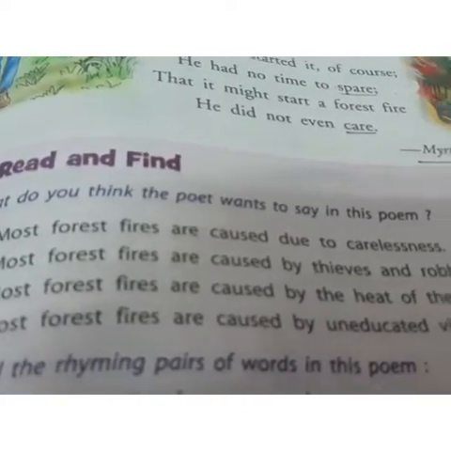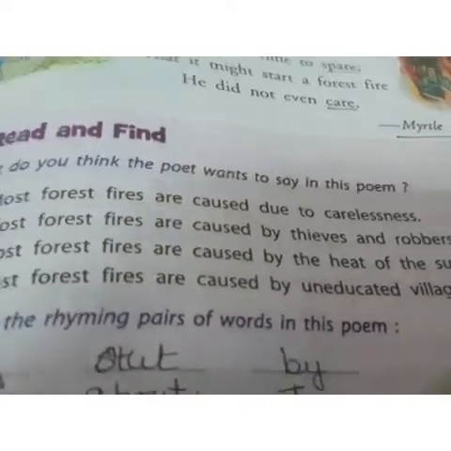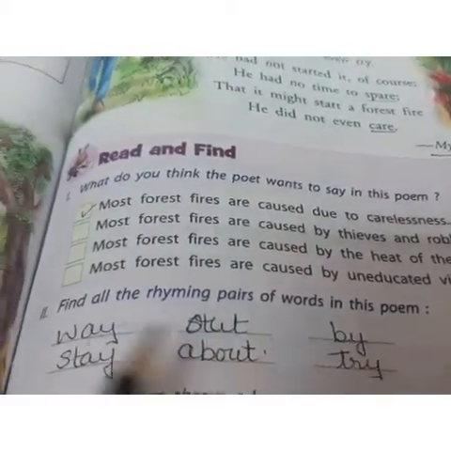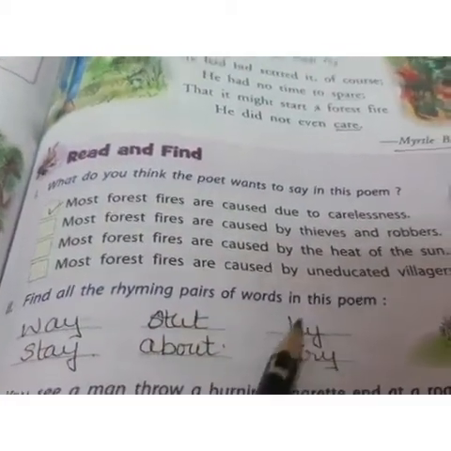Most forest fires are caused due to carelessness. That is what the poet tries to say. Find out the rhyming words in the poem. Way, stay, out, about, by, and try.